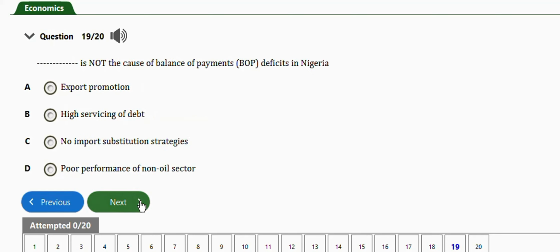It says dash is not the cause of balance of payment deficit in Nigeria. Low export promotion, high servicing of debt, no import substitution strategies, poor performance of non-oil sector. The right answer is option D, which is poor performance of non-oil sector. Last question before we end this video is this one.